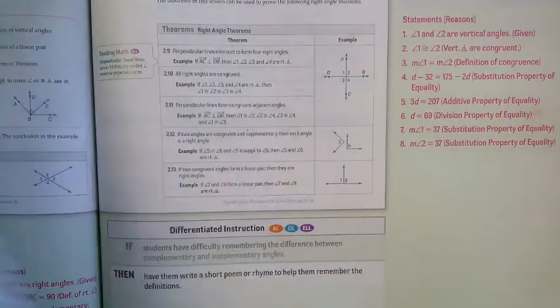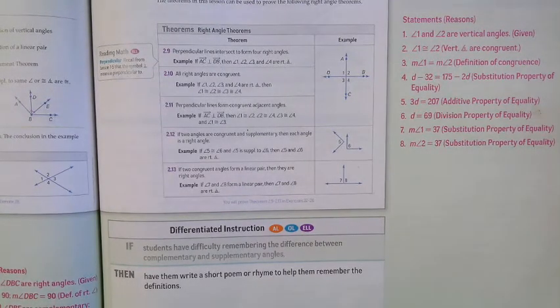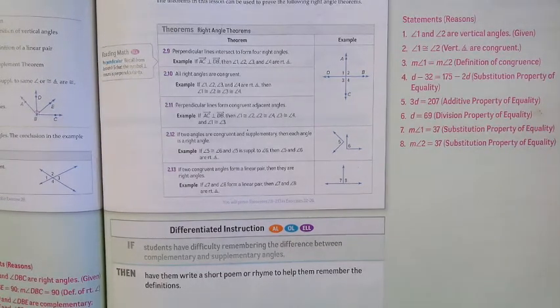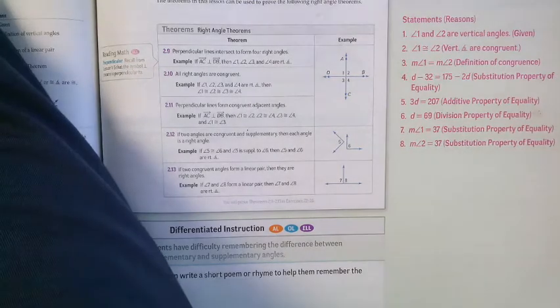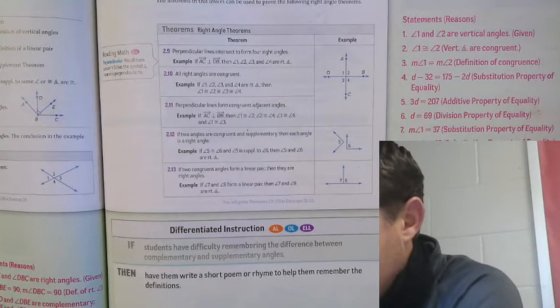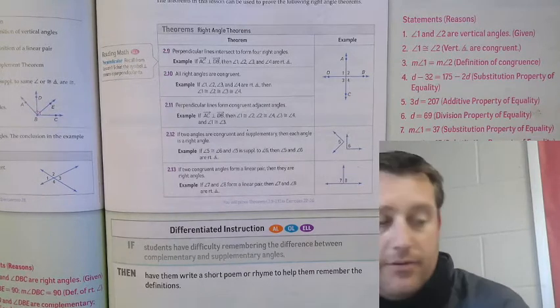Now, I want to show you something else here. If you turn in your textbook to page 163, you have a couple of theorems there at the bottom of that page that I'm not really going to go over. These are things that you should already know. Perpendicular lines intersect to form right angles. We've talked about that quite a bit. All right angles are congruent. If you didn't know that, all right angles are 90 degrees, therefore they are all congruent. The next one says this: perpendicular lines form congruent adjacent angles. So if you struggle with 211, here's what's going on with 211.